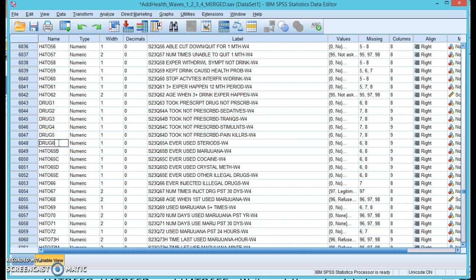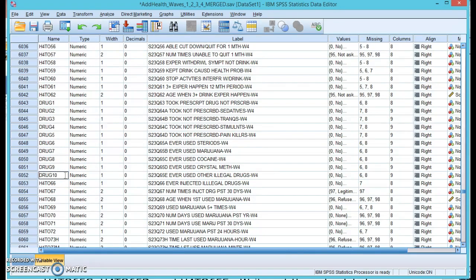So this is where you would want to save a copy of the data set to your M drive. And that way you preserve the original. Should you ever need to go back and find the original names, you can do that, because that's what they're going to be referred to in the code book.